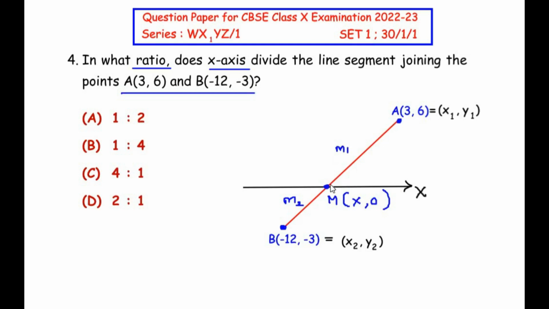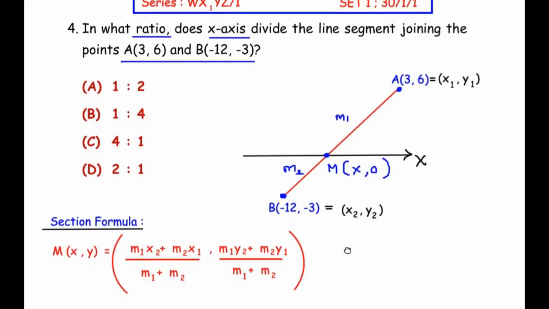And here the section AM is taken as the ratio m1, and the section MB is considered as ratio m2. And from the figure we can clearly see that we have to make use of the section formula to find the value of m1 is to m2. So the formula is M(x, y), that is this coordinate, is equal to m1 x2 plus m2 x1 over m1 plus m2, and the same thing repeats with y coordinates, that is m1 y2 plus m2 y1 over m1 plus m2. Now we just have to plug in the values of x1, x2, y1 and y2 respectively to get the values of m1 and m2.